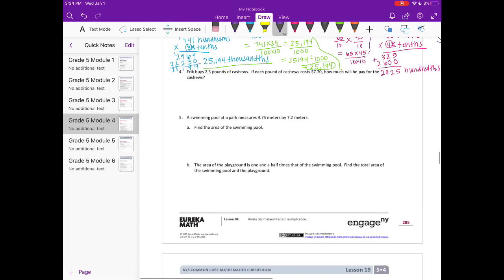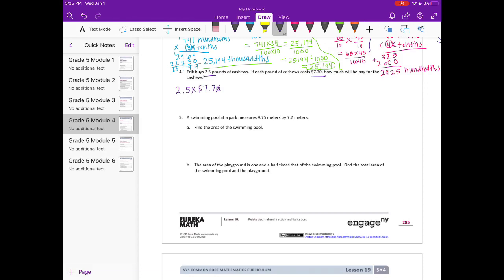Number 4. Eric buys 2.5 pounds of cashews. If each pound of cashews costs $7.70, how much will he pay for the cashews? So he has 2 5/10 pounds, and it costs $7.70 each. So we have 2 5/10 times 770.